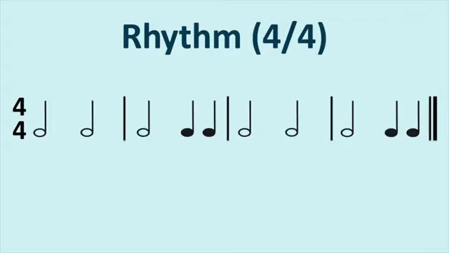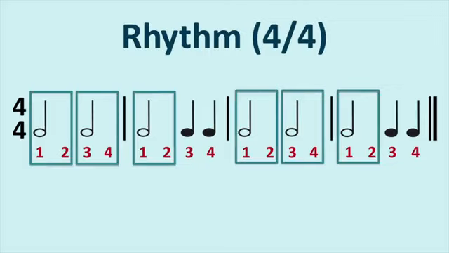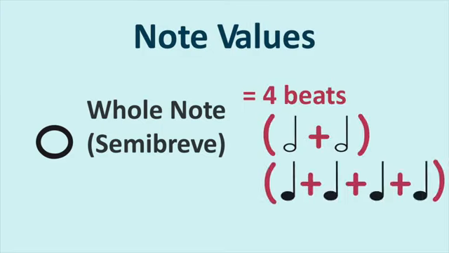In 4/4 time, the rhythm can be 1, 2, 3, 4, 1, 2, 3, 4. Two quarter notes are replaced with a half note, but there are still 4 beats in total in each measure. And a whole note or semibreve, which has a white note head without a stem, lasts for 4 beats, meaning that it's equal to 2 half notes or 4 quarter notes.